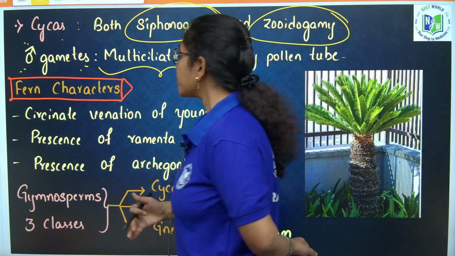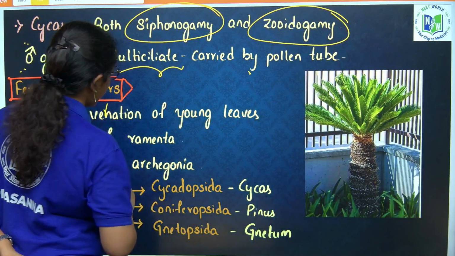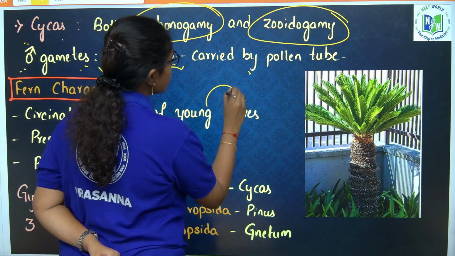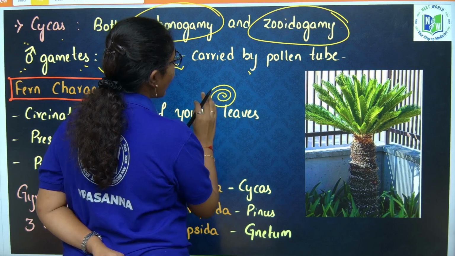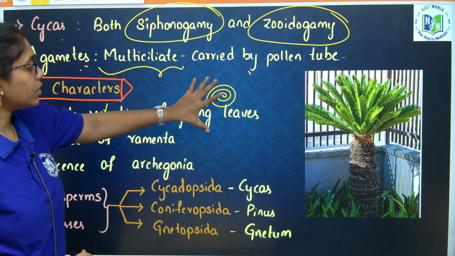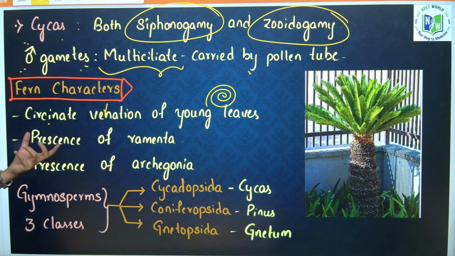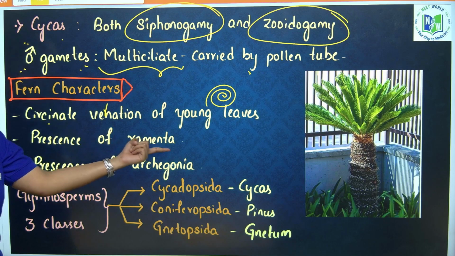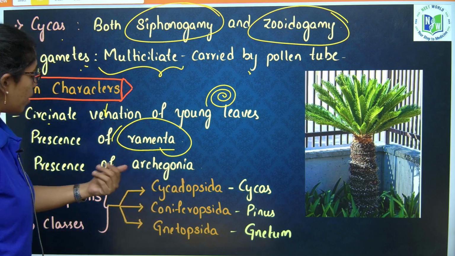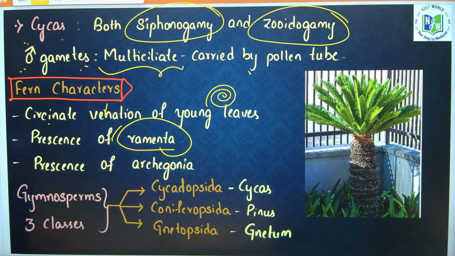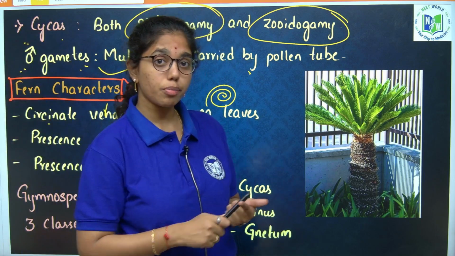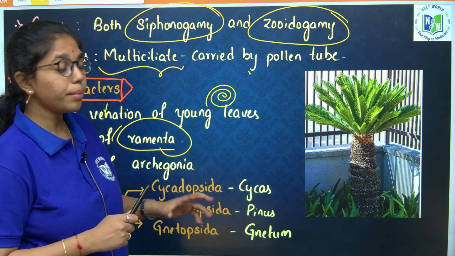What are they? Cycas will have circinate vernation of young leaves, which means young leaves arise from compact coiled structures. Then the presence of ramenta, which are hair-like structures present all over the plant body, and the presence of archegonia. Archegonia is present both in pteridophytes and gymnosperms, and it is also present in bryophytes.